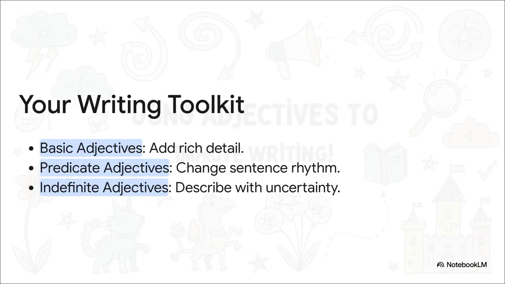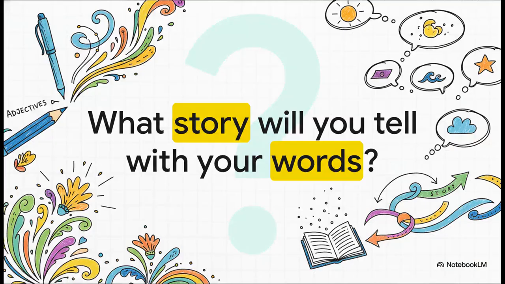So the main takeaway here is that you now have this awesome, versatile writing toolkit. You've got your basic adjectives to add all that rich detail, you have predicate adjectives to play around with rhythm and make your sentences pop, and you have indefinite adjectives for those times you need to describe something without knowing all the details. These tools, they're all yours now. You have the power to take any simple, boring idea and make it vivid, compelling, and totally memorable. So really, the only question left is, what story are you going to tell?